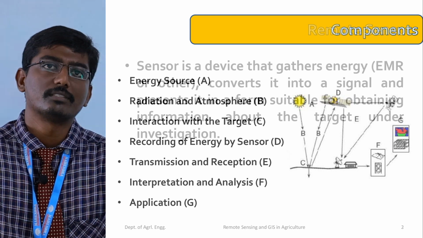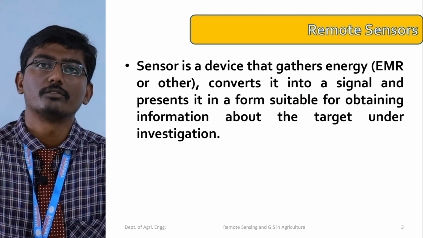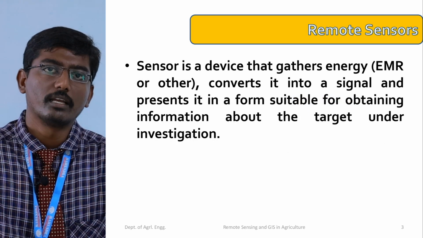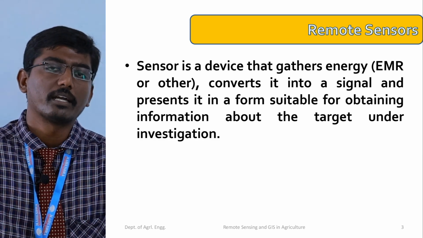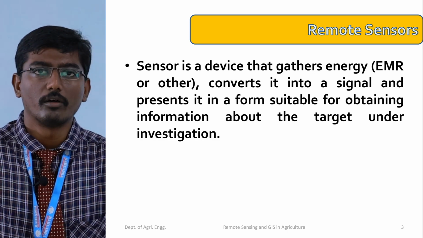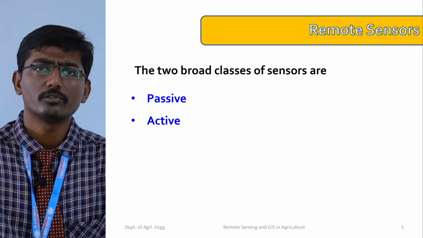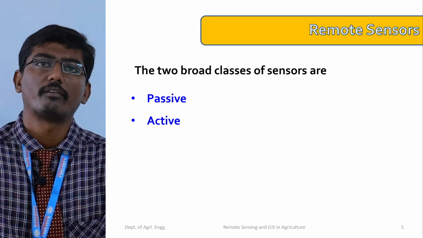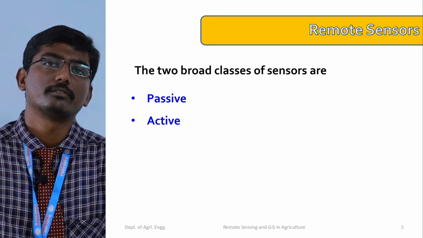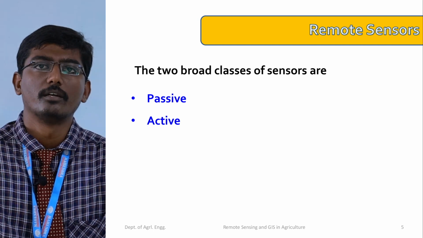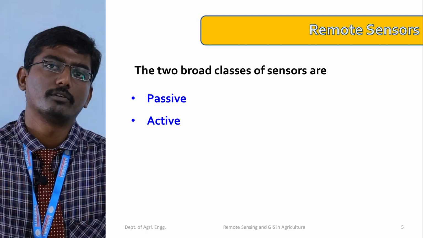So first of all, what is a sensor? The sensor is a device which is used to measure reflected electromagnetic spectrum or electromagnetic energy from a body or from an object for investigation. There are two types of sensors available. First is the active sensor and second is the passive sensor. So what is active and passive?